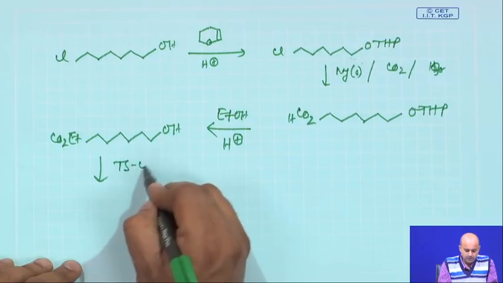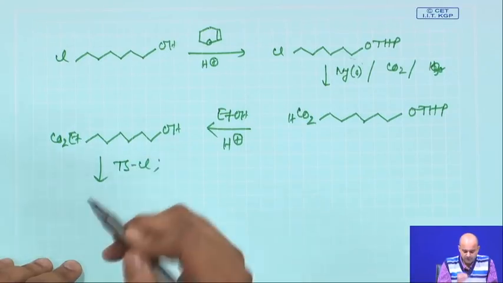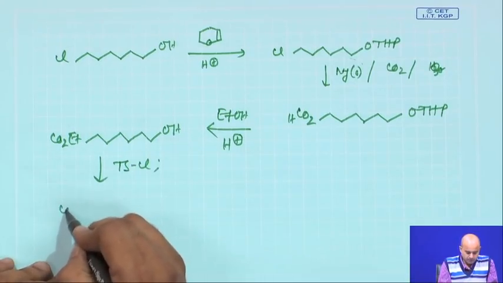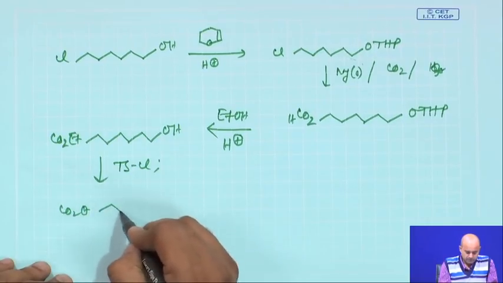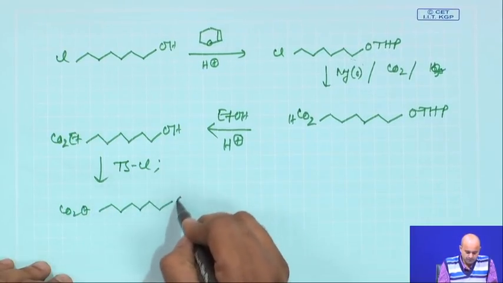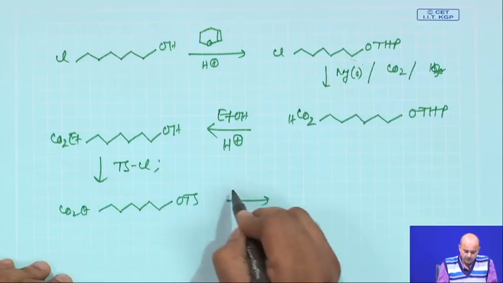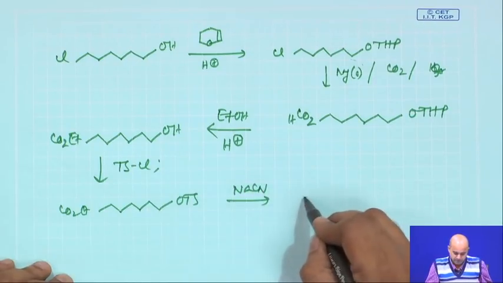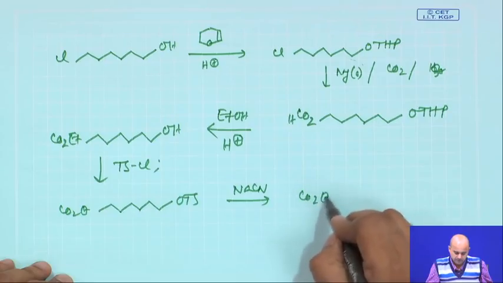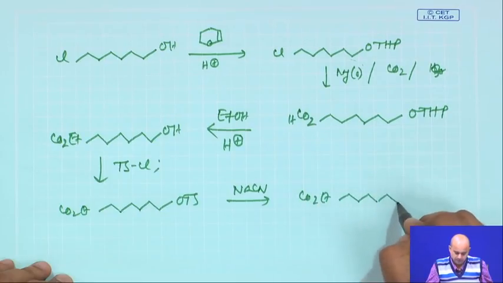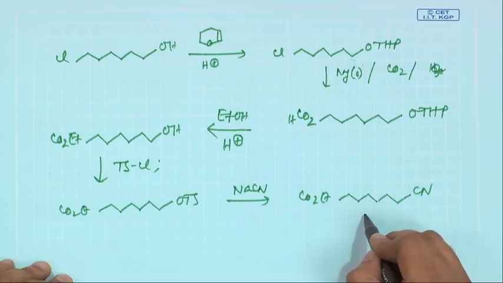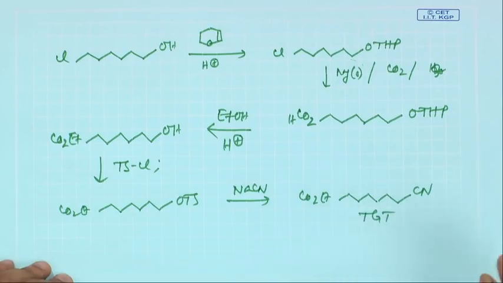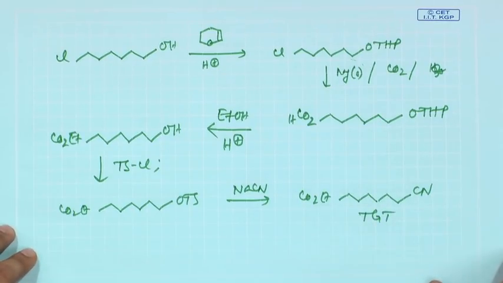SN2 reaction, treat with tosyl chloride first. With a simple SN2 displacement, you will get the tosylate ester, and react with sodium cyanide, you get the corresponding CN. So, this is your target molecule. Only thing is the free alcohol was not recommended, that is why you are using protecting group chemistry.